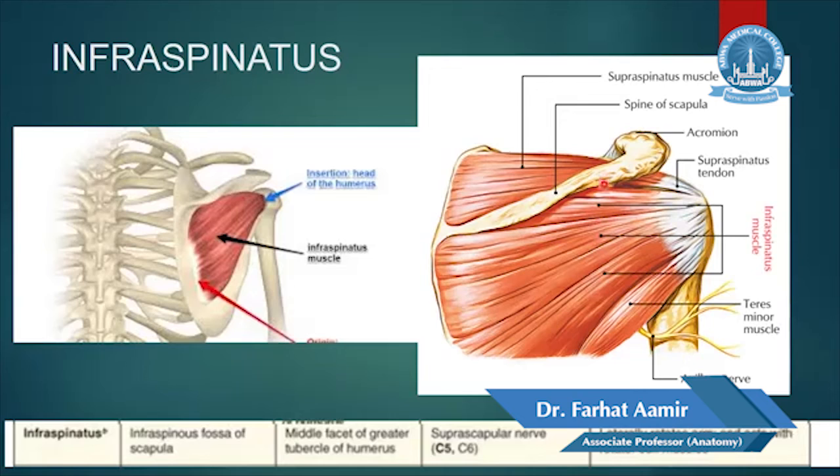In this diagram, you can see here, this is the supraspinatus tendon inserted over the superior facet of the greater tubercle, and these are the fibers of the infraspinatus which are inserted over the middle facet of the greater tubercle of the humerus. These two muscles are supplied by the suprascapular nerve.